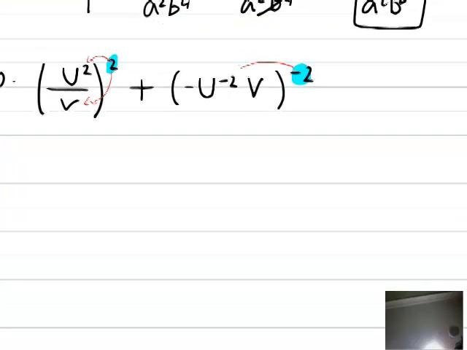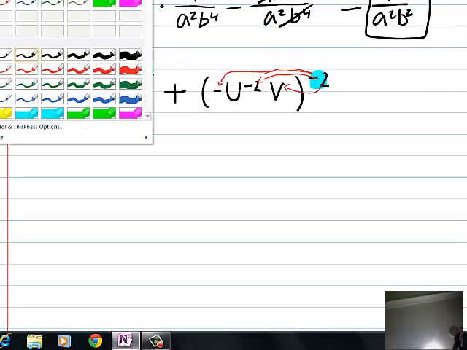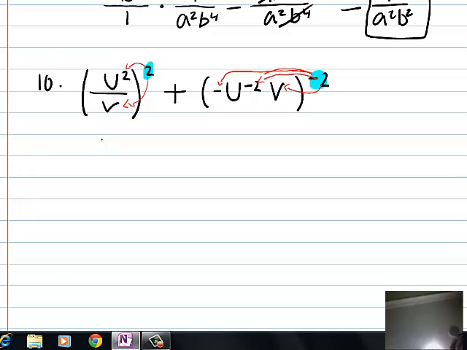Okay, this guy goes with, oh, don't forget that it goes with the negative 1, because when you have a negative in front of the u, you're referring to a negative 1. This one goes with that, and then this one also goes with this. Okay, so be careful. Okay, so we're going to get u to the 4th over v to the 2nd, plus, and then this is going to be negative 1 to the negative 2, and then u to the 4, and then v to the negative 2.